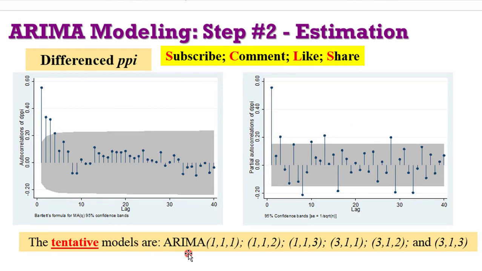Now, drawing from our first video on identification, these are the 6 tentative models that we are able to pick from the plot of the ACF and the PACF. So that means we are going to estimate 6 tentative models: ARIMA 111, 112, 113, 311, 312, and 313. The explanations on how we came about these 6 tentative models have already been given in my video under identification, so I will not be repeating. So now let us move on to Stata and estimate these 6 models.